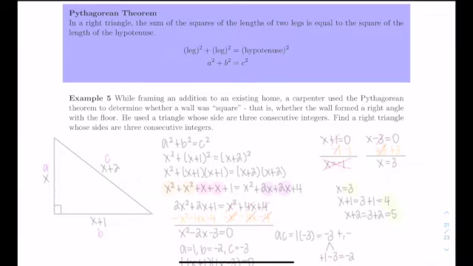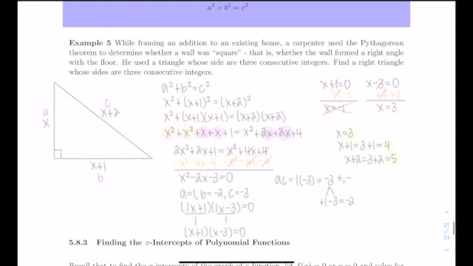So while framing an addition to an existing home, a carpenter used the Pythagorean theorem to determine whether a wall was square. That is, whether the wall formed a right angle with the floor. He used a triangle whose sides are 3 consecutive integers. Find a right triangle whose sides are 3 consecutive integers. So what does 3 consecutive integers even mean? Well, consecutive just means that they're in a row. So 1, 2, 3 would be 3 consecutive integers. 4, 5, 6 would be another example of 3 consecutive integers. So it's just 3 numbers in a row.